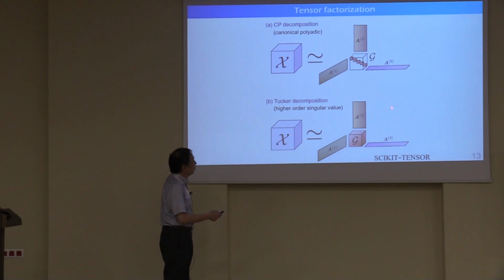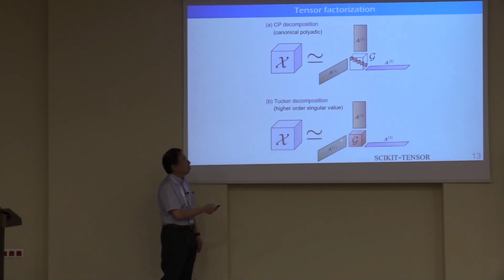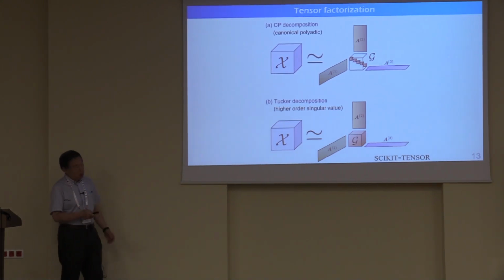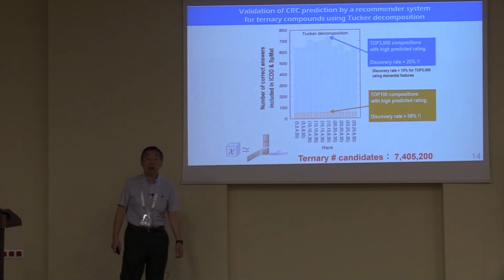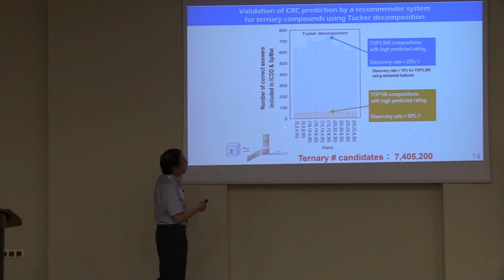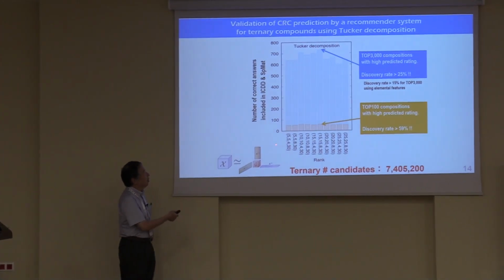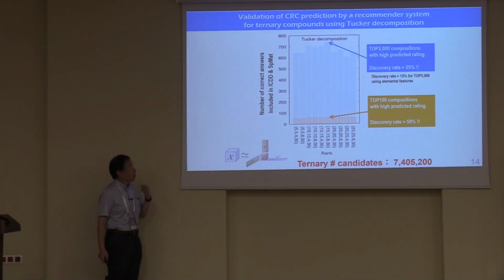We found that Tucker decomposition works much better. The Tucker decomposition takes this huge tensor and decomposes it into this small tensor, called the core tensor, with three matrices. In that way, tensors are decomposed into small tensors. So let me show the result or performance of decomposition. This figure shows that the horizontal axis corresponds to the length of this core tensor. There are four numbers here, because this is for the tensor for the ternary system.